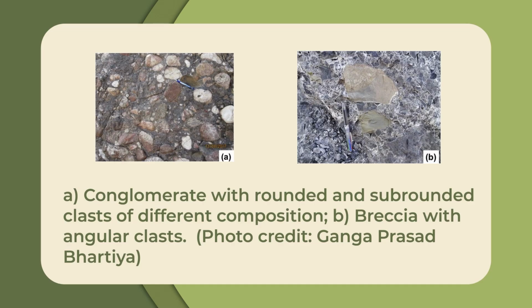This is an example here, a photograph you can see. This is a beautiful photograph of a conglomerate with rounded and sub-rounded clasts of different composition. You can see on the left side, you have reddish color, white and brownish, and there are small fragments. It has medium sorting, because you can see the grains are big ones and the smaller grains are there. On the right side is a breccia with angular clasts. So this is an example of conglomerate and breccia.